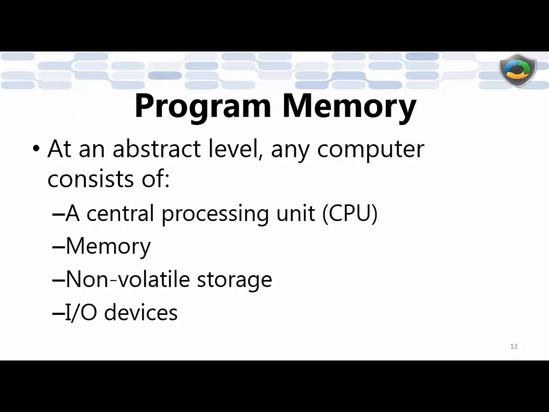All right, so if we look at a computer from a high level, any computer typically consists of a CPU, the brain of the computer, which executes all the instructions; memory, which typically we refer to as RAM; non-volatile storage, so a hard drive or whatever; and I/O devices, printers, keyboards, etc.